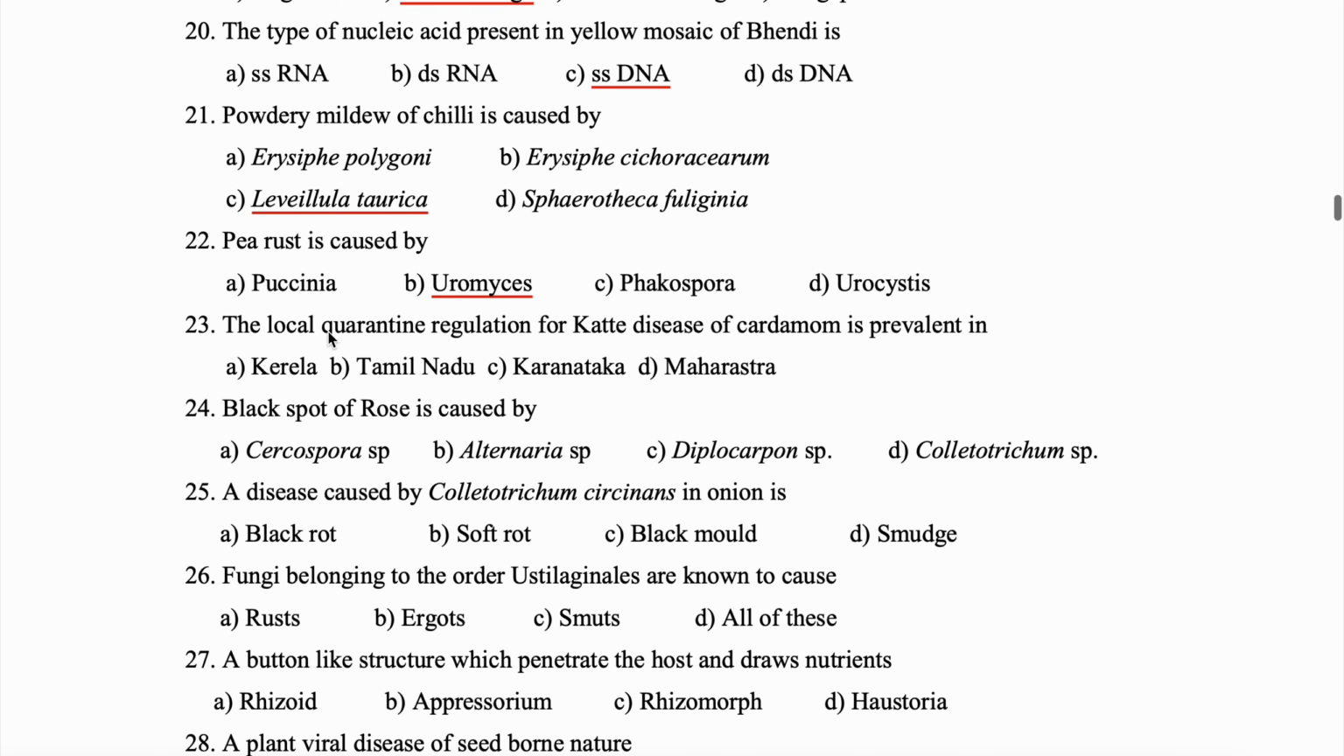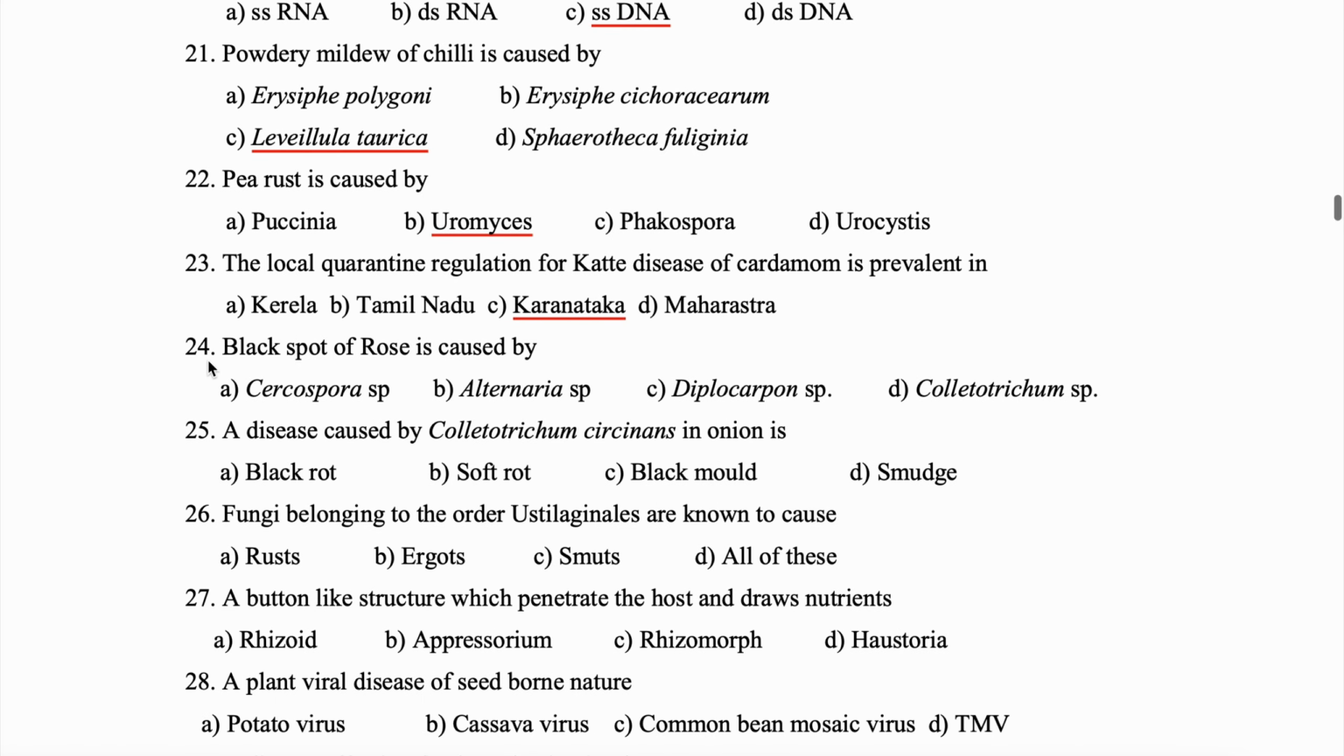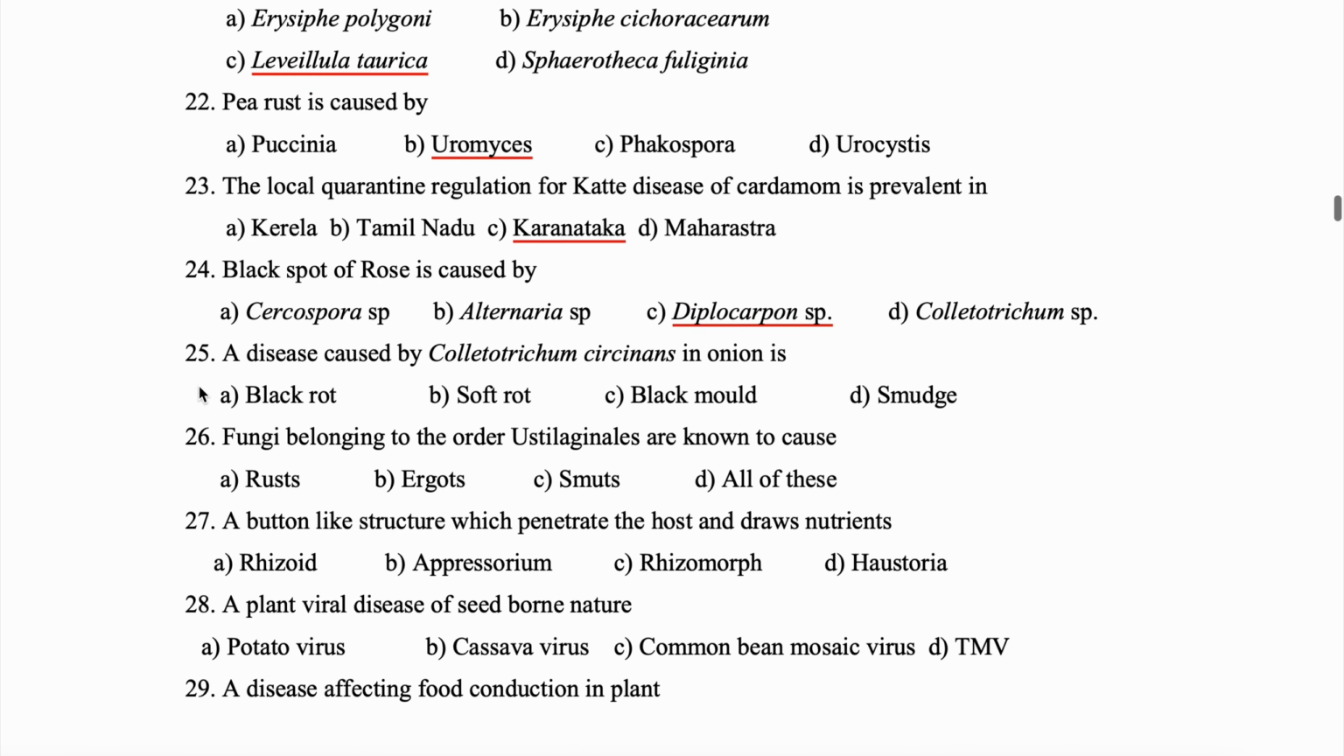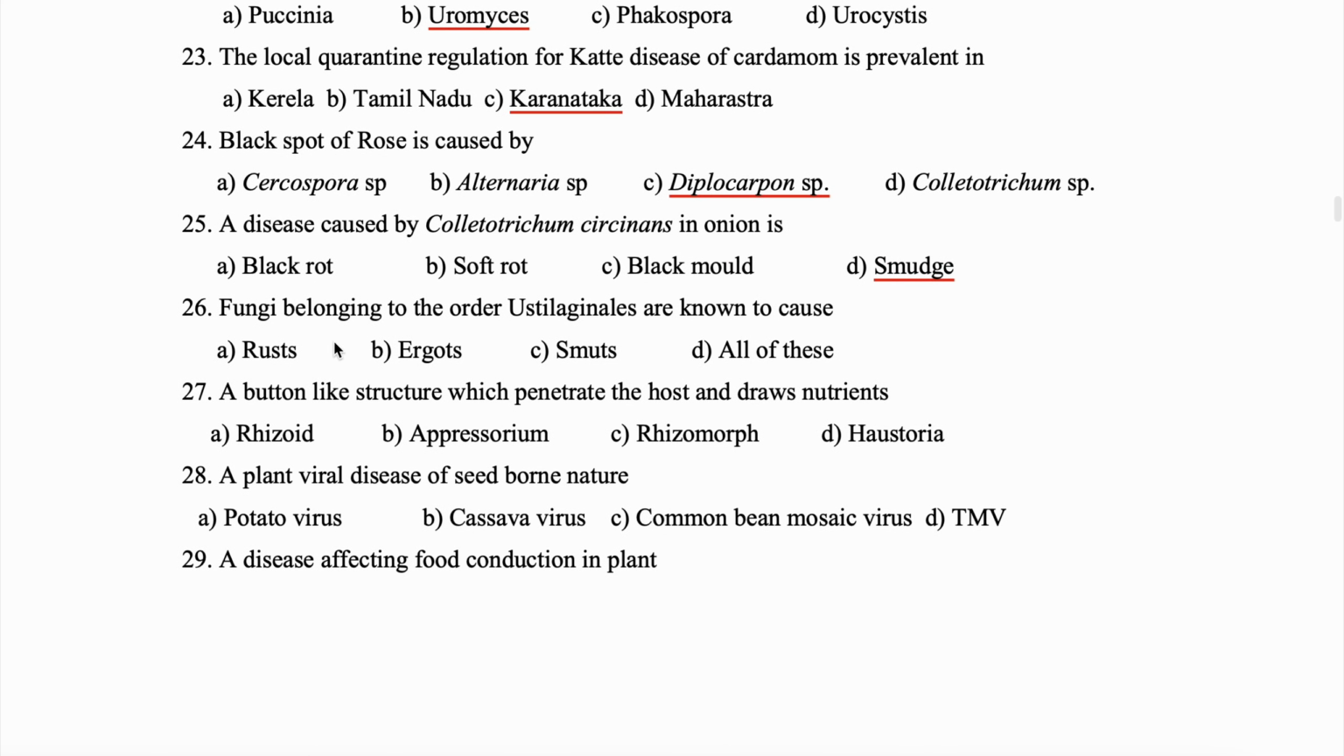Next, 23. The local quarantine regulation for katte disease of cardamom is prevalent in which state? Karnataka. Question 24. Black spot of rose is caused by Diplocarpon. Question 25. A disease caused by Colletotrichum circinans in onion. It is what? The disease is smudge.